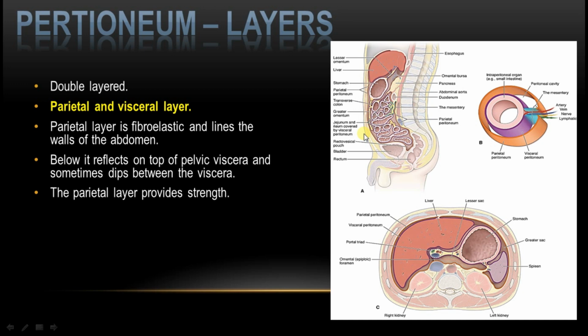Since it is fibroelastic, it should allow distension of this wall. It provides strength to this wall. Even though there are layers of the anterior abdominal wall, being fibroelastic, to some extent it provides strength, whereas the inner layers are not as elastic, and it is a thin layer made up of mesothelium. I told you what mesothelium is. It is made up of simple squamous epithelium.